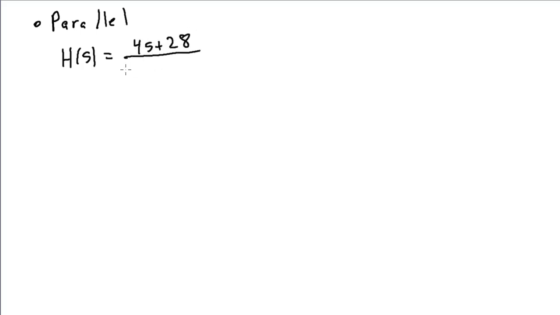We can get a parallel realization by just doing a partial fraction expansion on our transfer function. So using the same transfer function that I used in the previous example, which was, we already factored the denominator to s plus 1 times s plus 5. And partial fraction expansion here becomes 6 over s plus 1 minus 2 over s plus 5.